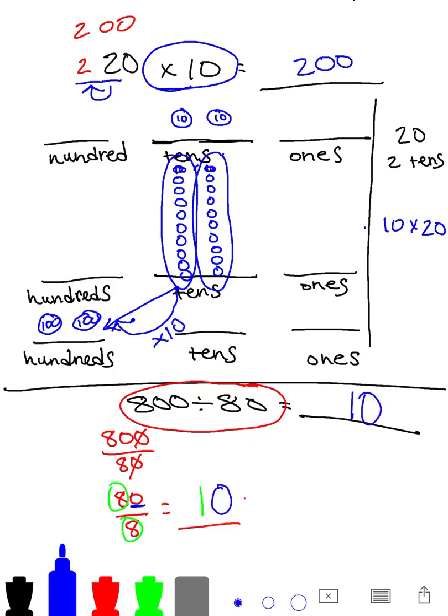To check that, I could write 80 times 10 equals what? And since I'm multiplying by 10, I know I need to add 1 zero. So 80 and then add 1 zero and I get 800. So I know that 10 is the answer. So when you're solving your multiplication and division problems, make sure you show your work.